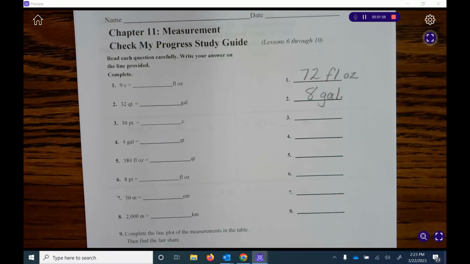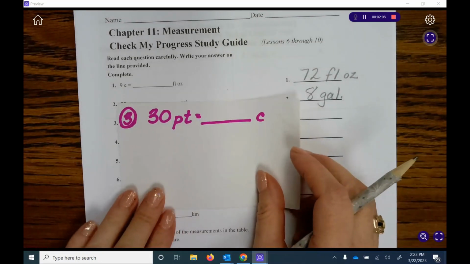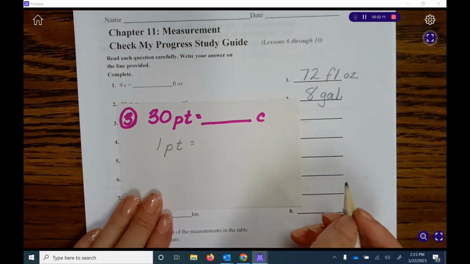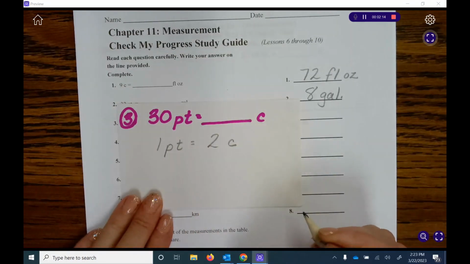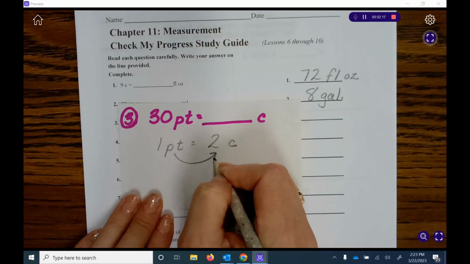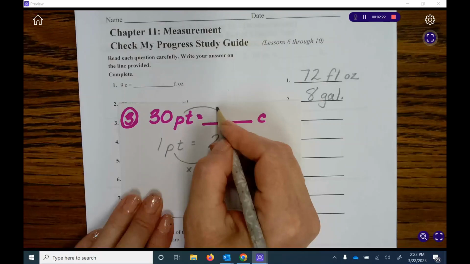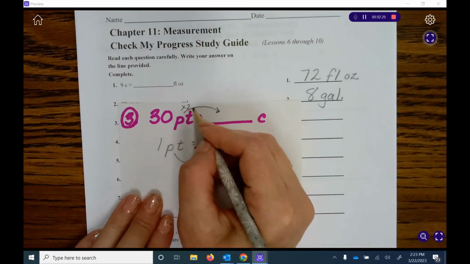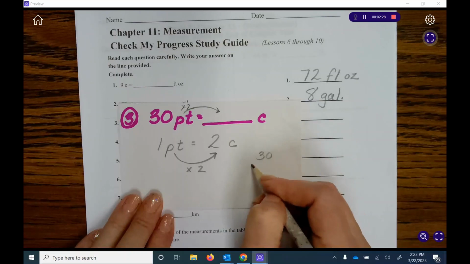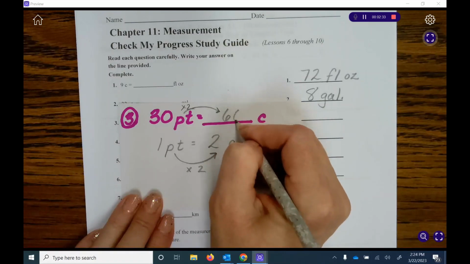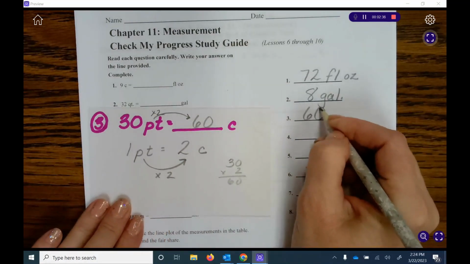Question number 3. 30 pints equals how many cups? 1 pint equals 2 cups. So to get from pints to cups, we're going to multiply by 2. Therefore, to get from pints to cups up here, we're going to multiply by 2. 30 times 2 equals 60. So 30 pints equals 60 cups.